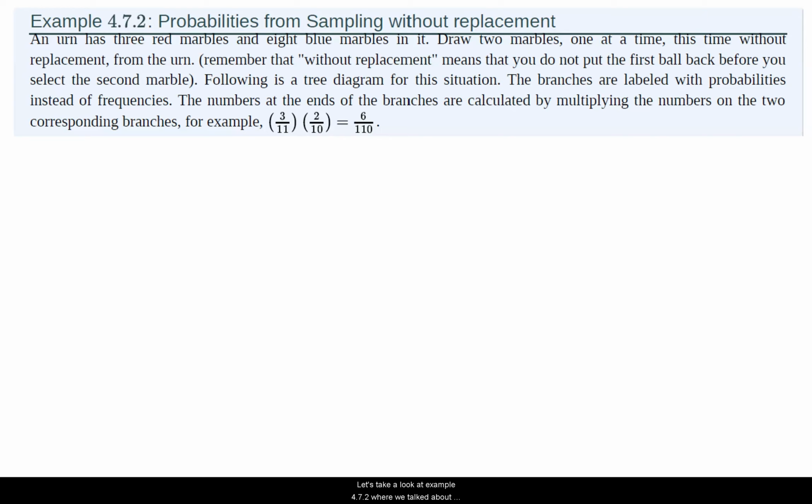Let's take a look at example 4.7.2 where we talk about probabilities from sampling without replacement. An urn has 3 red marbles and 8 blue marbles in it. Draw 2 marbles one at a time, this time without replacement from the urn. So, reminder, without replacement means you do not put the first ball back before you select the second one.